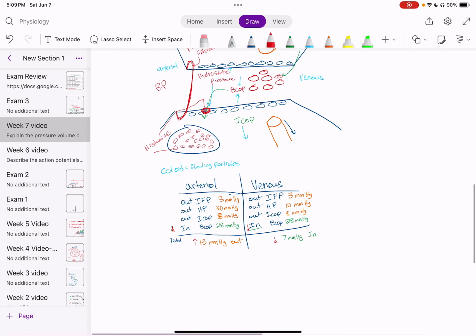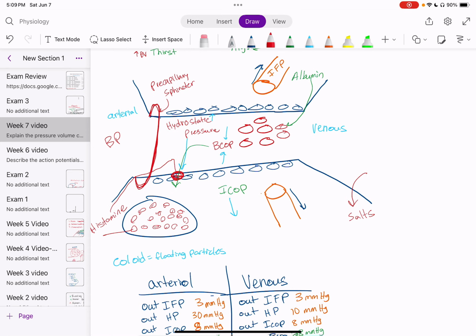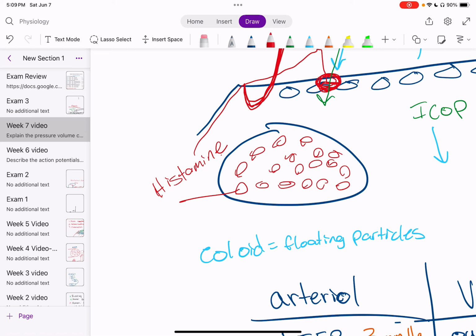As we refer back to osmosis, water flows towards salts. And so if we have a higher percentage of these proteins and this albumin outside the capillary, that's going to lead to edema because the water is going to follow it, causing swelling. And this is often a reaction to allergies. And so that is about all we have to talk about today.